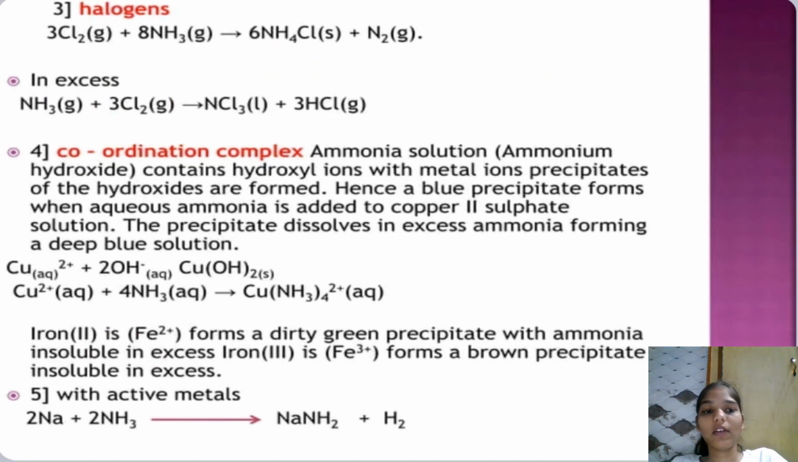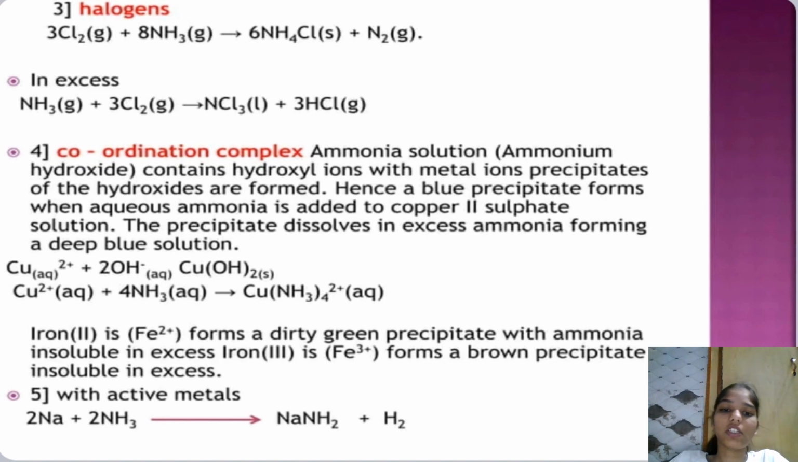Next is with halogen. When ammonia reacts with halogen, we get ammonium chloride plus nitrogen gas. If we heat ammonia with excess of chlorine, with excess of halogen, we get nitrogen trichloride plus hydrochloric acid.